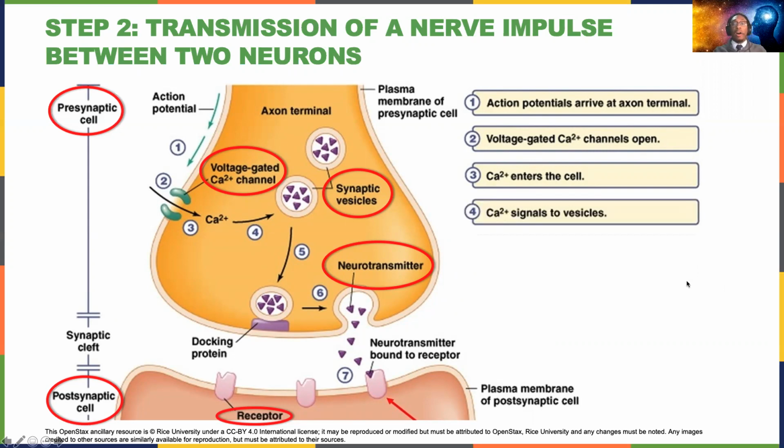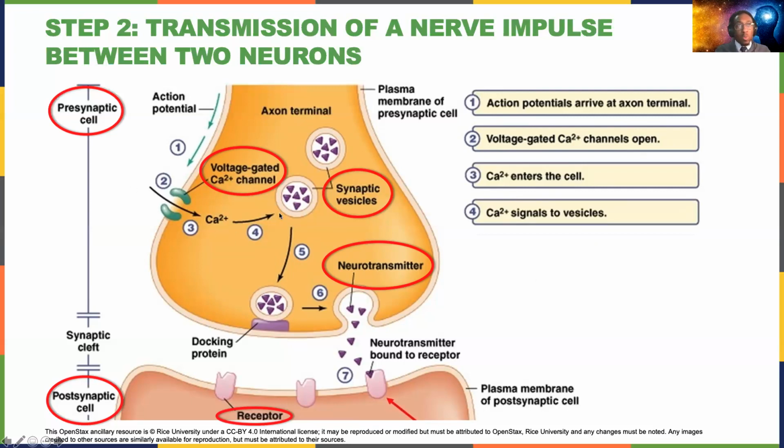Vesicles, once again, are packages in an animal cell that contain various chemicals. The vesicles in a neuron are called synaptic vesicles. They do their work at the synapse, and their job is to carry neurotransmitters. Neurotransmitters are chemical substances that are released into the synapse by the presynaptic neuron to communicate with the postsynaptic neuron. So in this little diagram, you can see indicated here, the little purple triangles represent neurotransmitters.